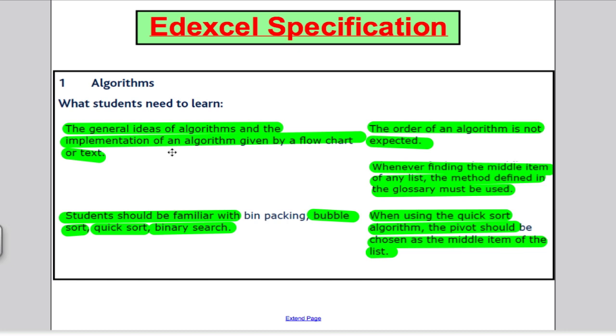Okay, let's go straight on to what Edexcel require us to know. Now, everything in green is what we've done in the previous tutorials. Next, we need to do what's called the bin packing algorithm. So that's what we're going to focus on today. And then we will have everything done in the first section of Edexcel on algorithms complete.